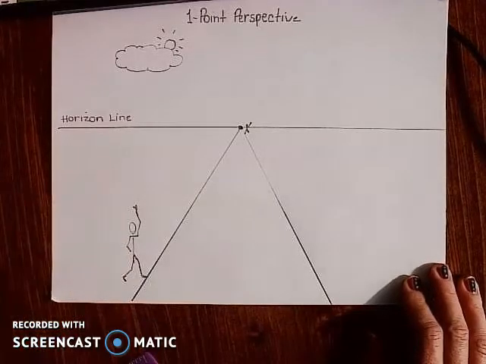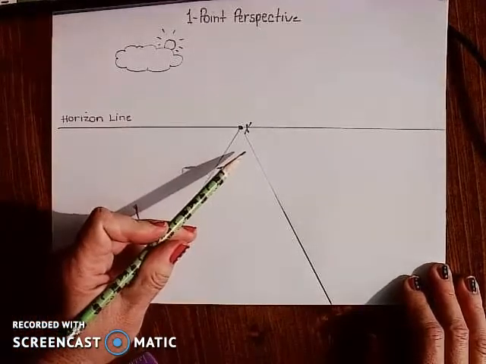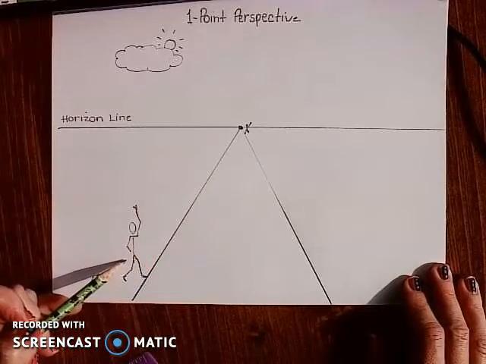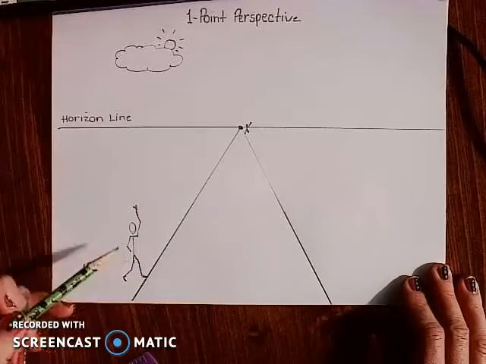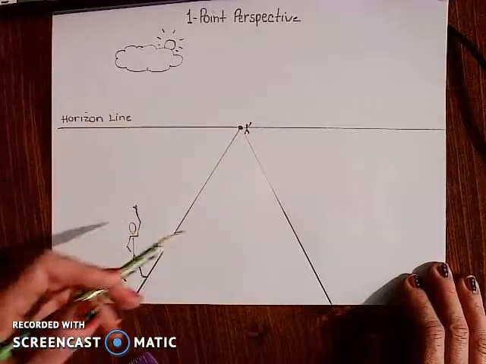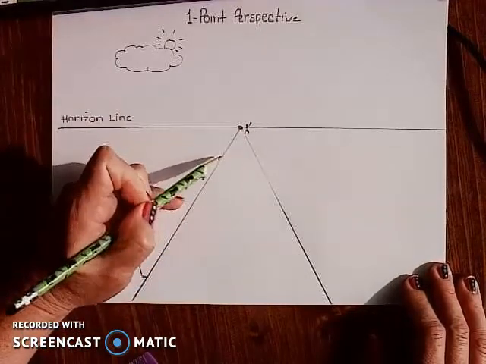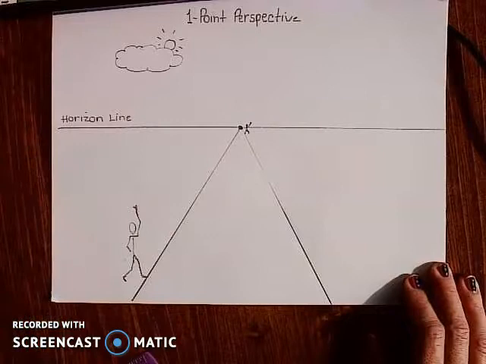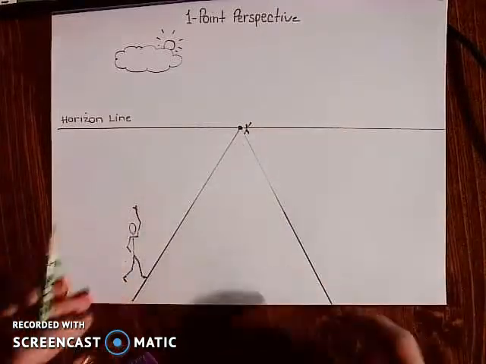All right, it makes sense, just visually and from your own experience, that things closer up get bigger, and things further away get smaller. That's why this road is disappearing to this one point back in the distance. You don't have to draw the people, but just draw the road.